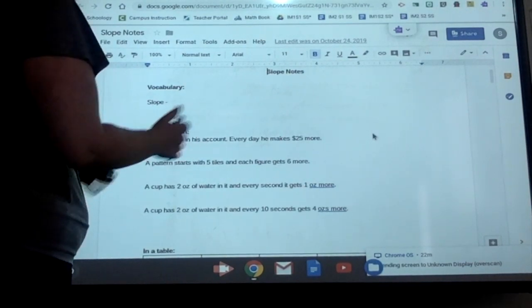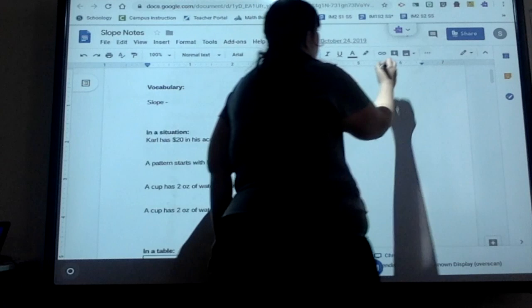Welcome to our notes on slope. This is going to be number 2 in this unit.